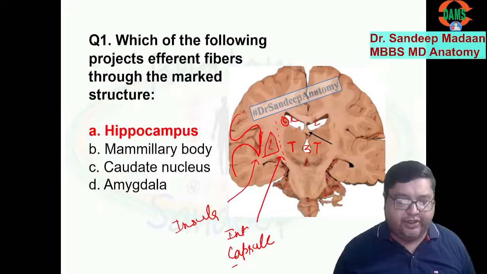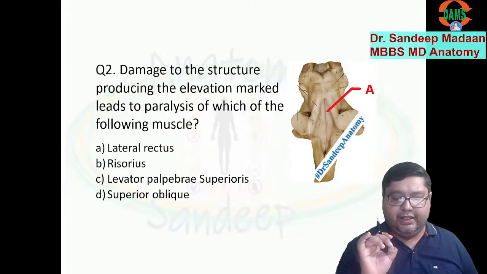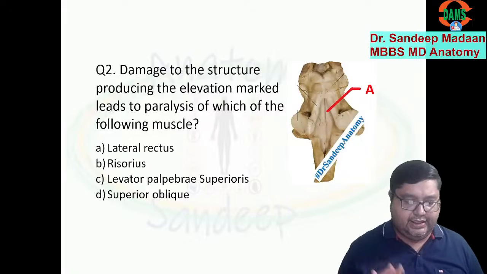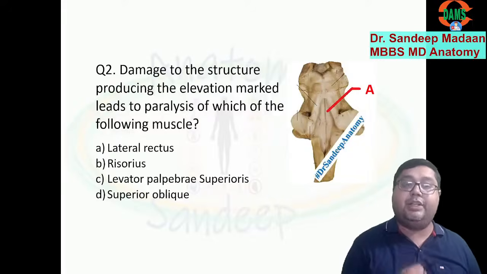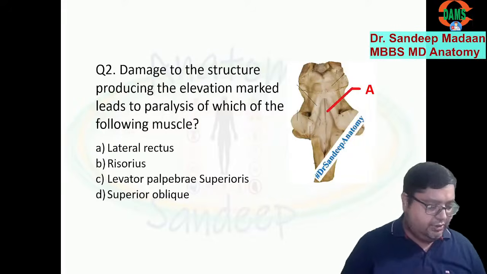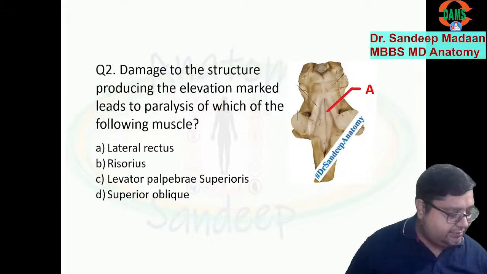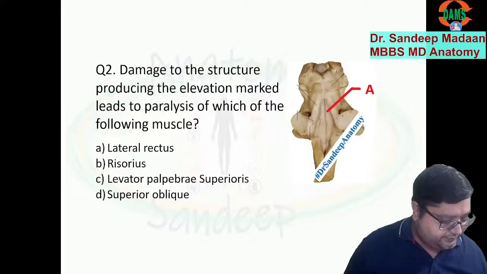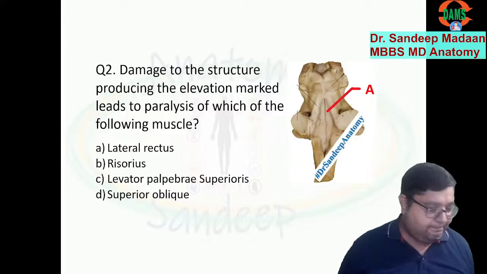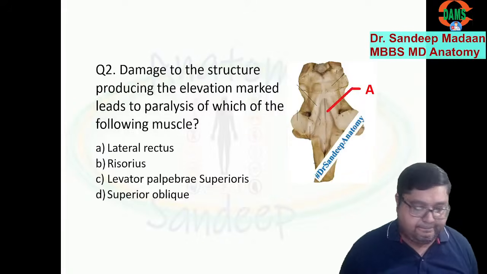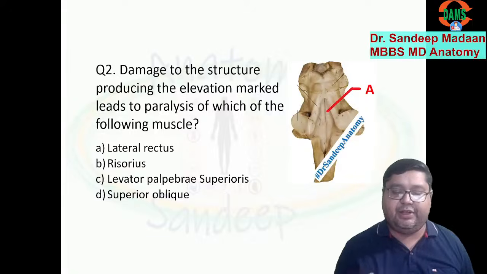All right, now we have understood all these parts. Let's move ahead, and this image is given to us. Area A is marked, and the question says damage to the structure producing the marked elevation. Damage to the structure was responsible for the marked elevation. So who is responsible for the marked elevation?